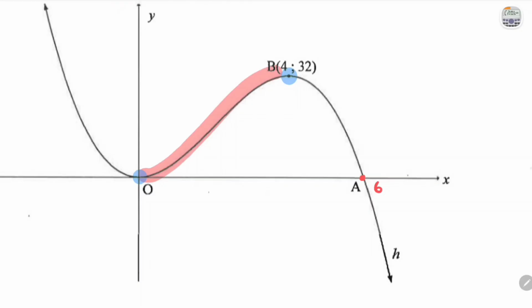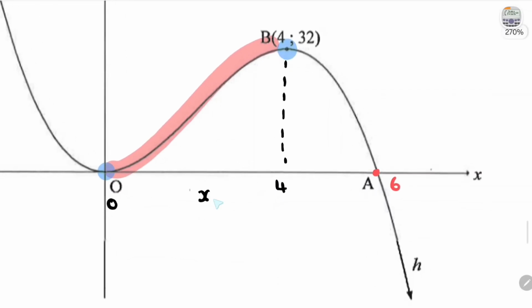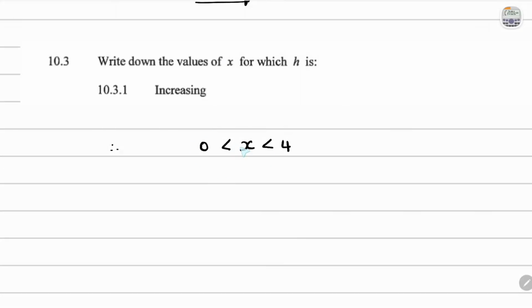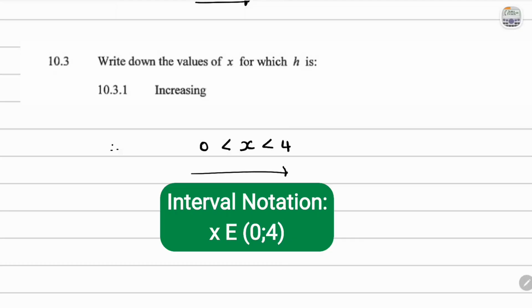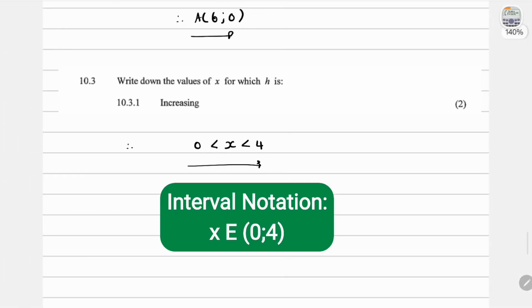So we can see that the two critical values we need to be looking at are the x values of our turning points. So that is 0, the x value, and that is that x value of 4. So it is increasing all through when x is greater than 0 but less than 4. Remember, it is not equal to, because at that turning point, the graph is neither increasing nor decreasing. So that would be our answer. So x is greater than 0 but less than 4. And we move on to the next question.